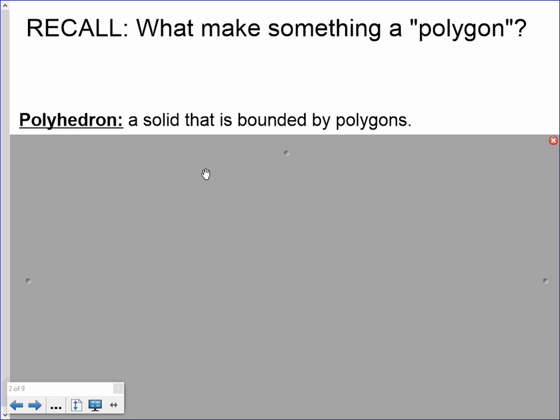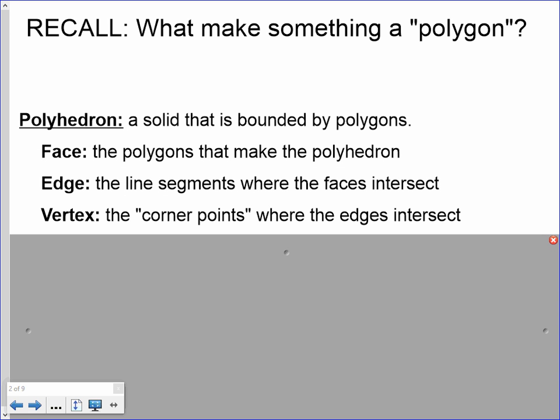A polyhedron is a solid. You're going to hear or see the worksheet say solid a lot. A solid is a 3D figure. That's what a solid is. So a polyhedron is a three-dimensional polygon, a solid bounded by different polygons. And then it has a bunch of different components called faces, edges, and vertices. I'm going to let you copy those down, and then I will give you a couple of visuals.